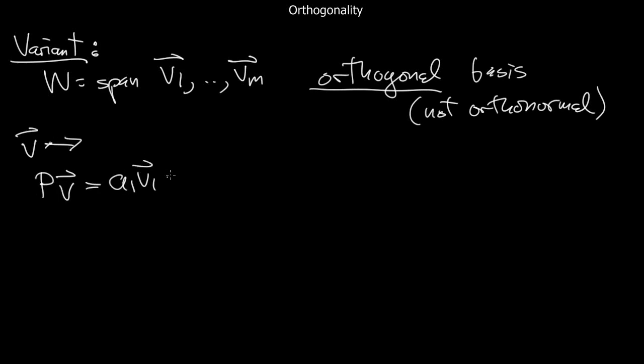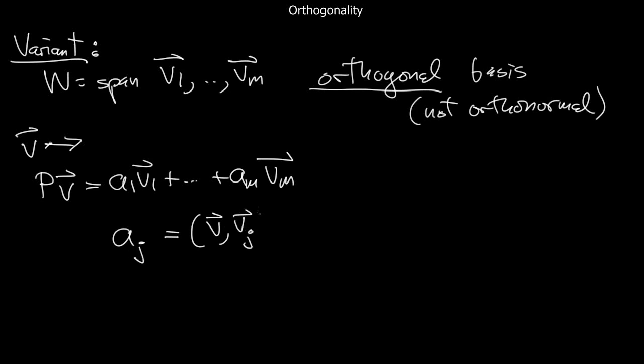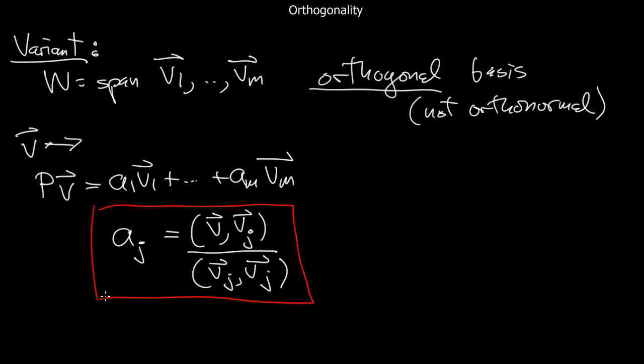Then the formula for the closest point, the projection of a vector, is a1 v1 up to am vm. And aj is now given by the inner product of v with vj, and you just need this normalization term, divided by the length of vj squared, in the denominator. So in the case of an orthonormal basis, the denominator is 1, but in general you just need to put that there, and that's almost as easy as the orthonormal case.